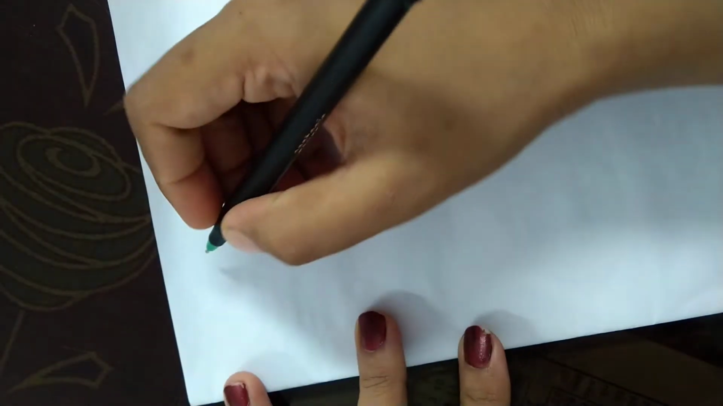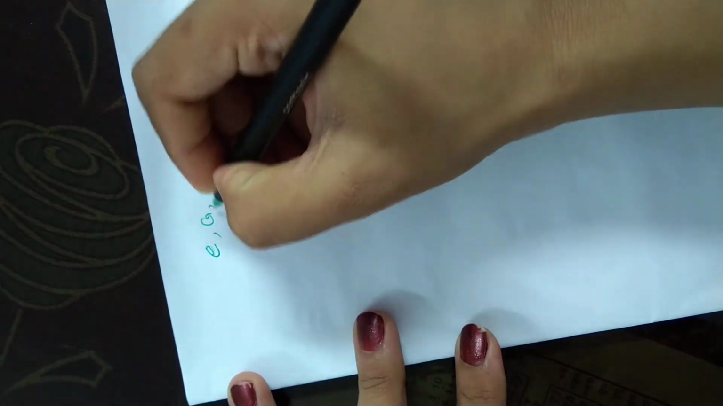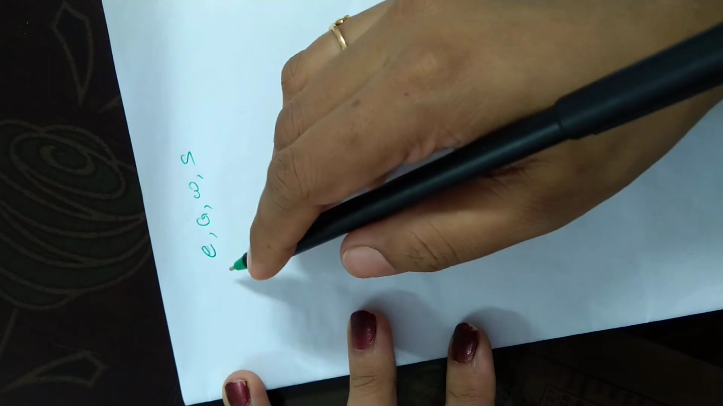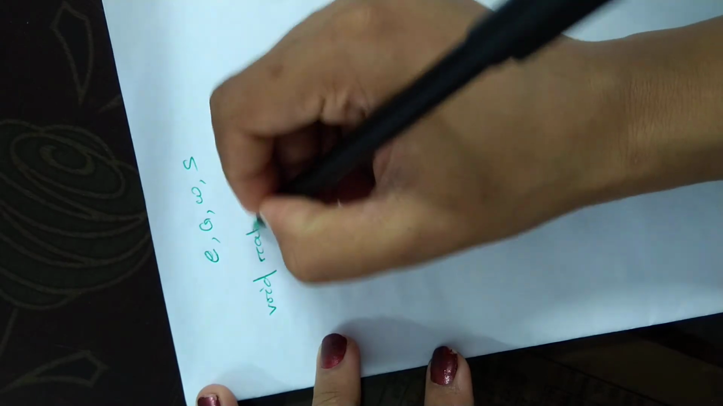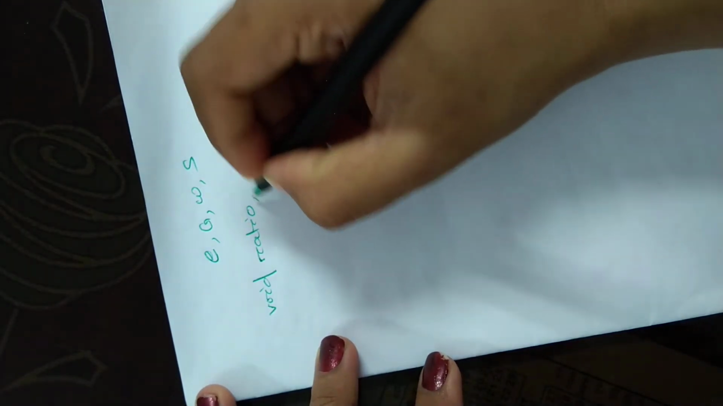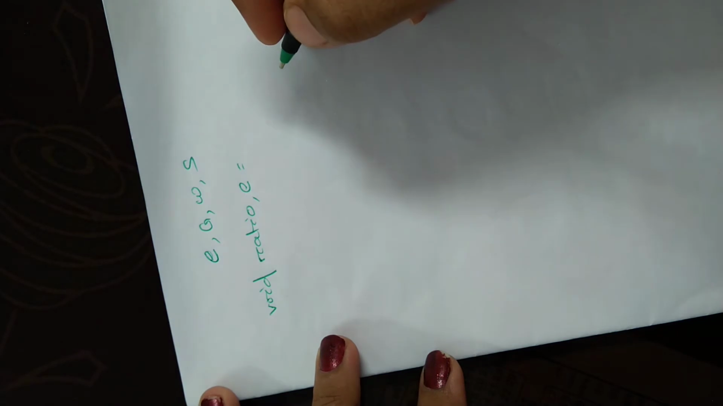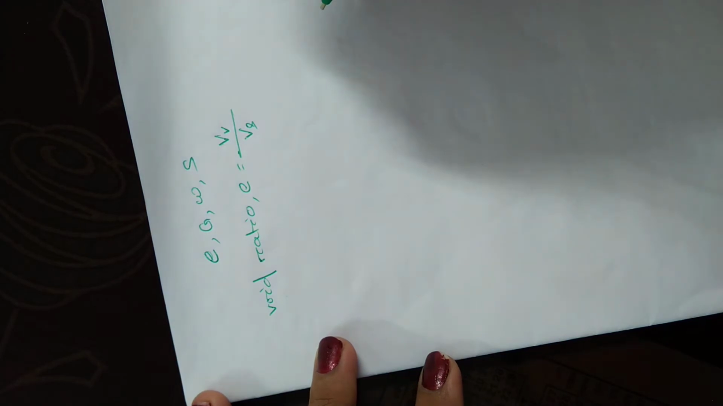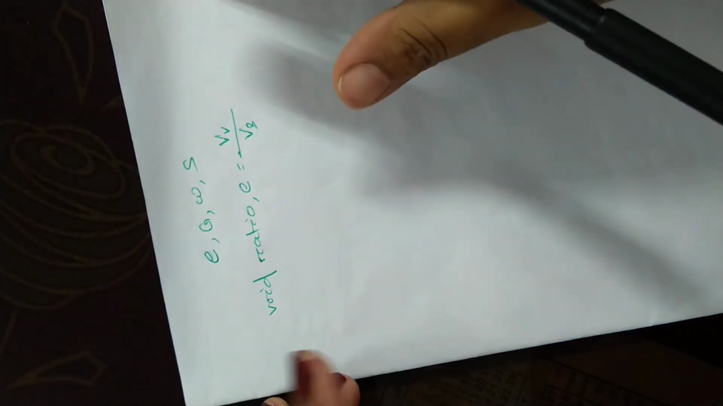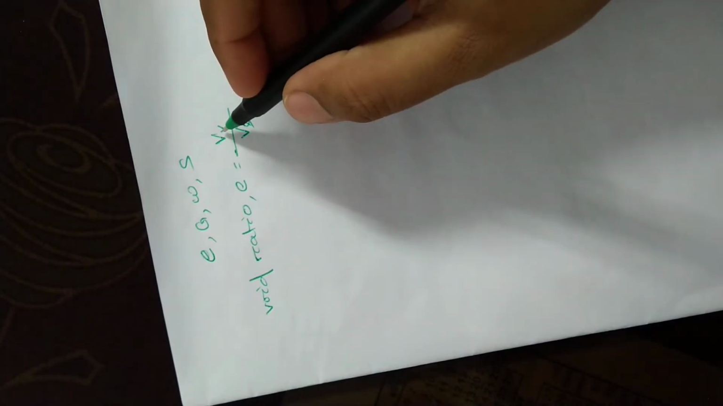Now we are going to establish a relation between E, G, W and S. E is the symbol of void ratio. We know void ratio, which is symbolized in letter E, is Vv by Vs, volume of void by volume of soil, because soil contains so many voids and that void has a volume of Vv. We take it as Vv, and the volume of soil is taken as Vs.